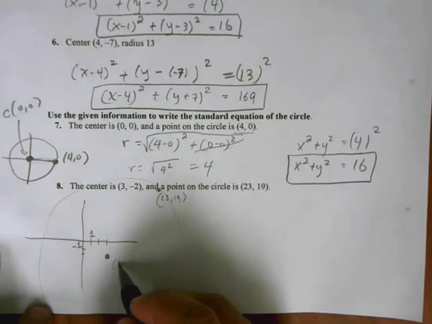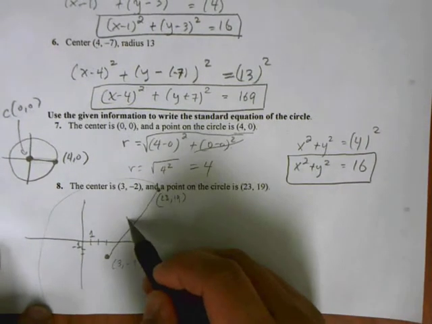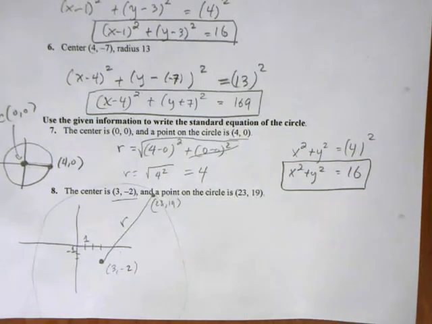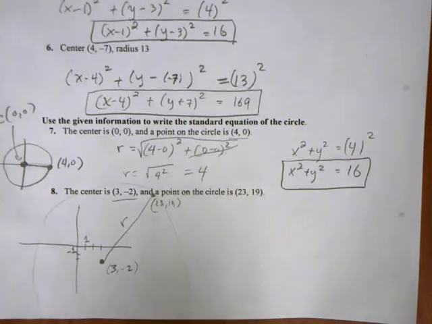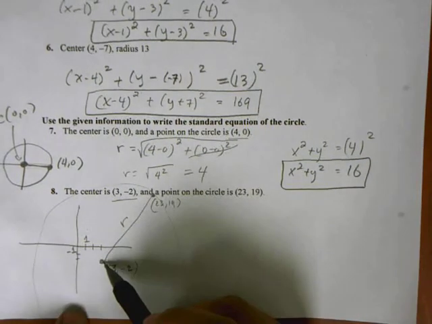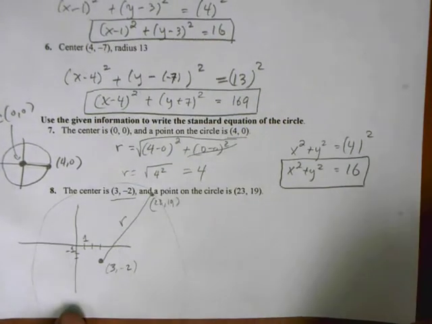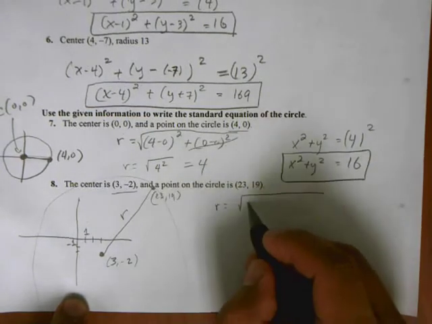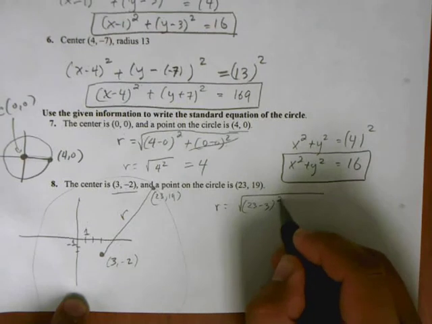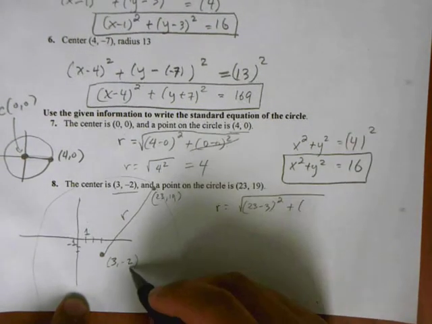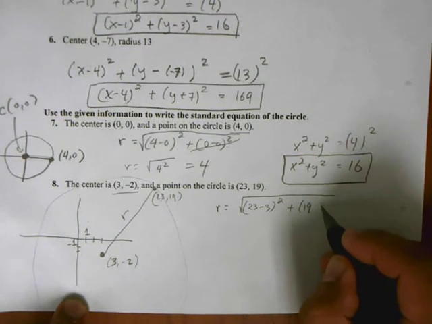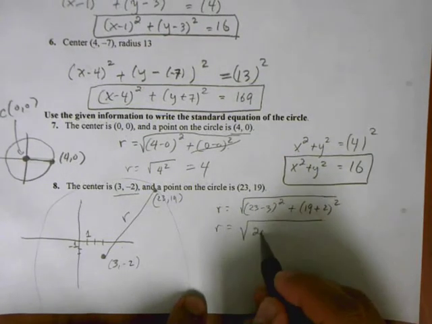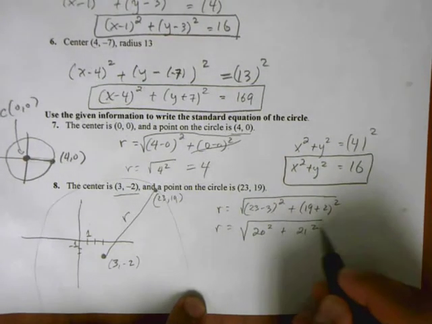So now, this is 3, -2, what is the radius? I know the center. If I can somehow figure out the radius, I'll have my answer. To find the radius, we just use the distance formula, because the distance between the center and any point on the circle is always equal to the radius. So the radius is equal to the square root of x1 minus x2, 23 minus 3 quantity squared, plus y1, 19 minus y2, 19 minus -2, so that becomes plus 21 quantity squared. So the radius is equal to the square root of 20 squared plus 21 squared.